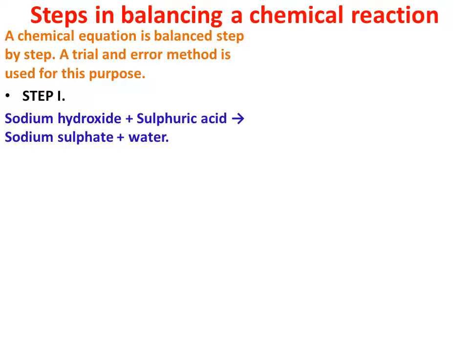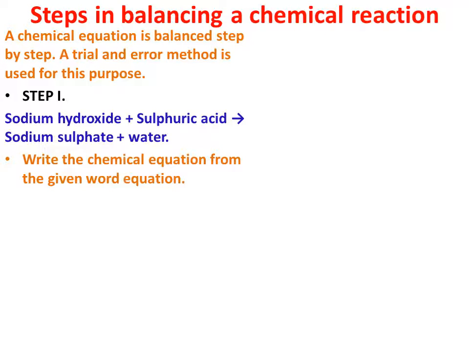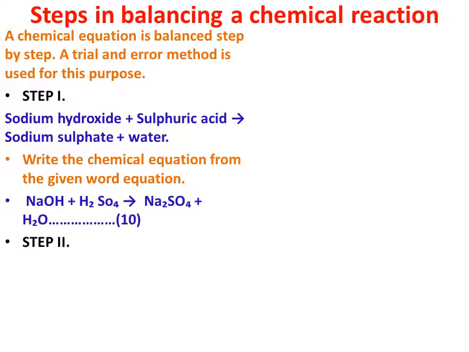Step 1. Sodium hydroxide plus sulfuric acid, then the formation of sodium sulfate plus water. This is the word equation. Write the chemical equation from the given word equation. Here the chemical equation is NaOH + H2SO4 → Na2SO4 + H2O.